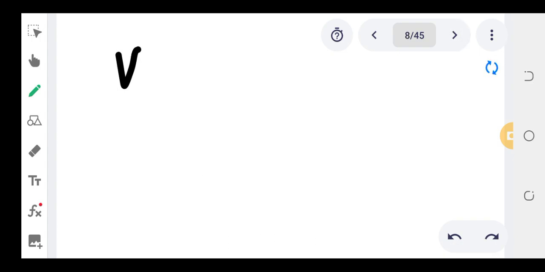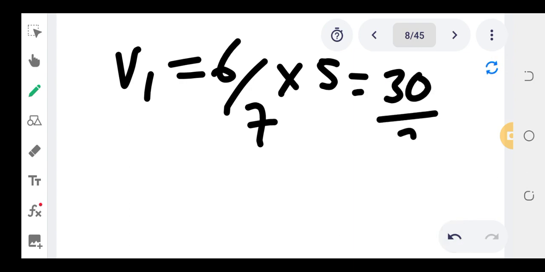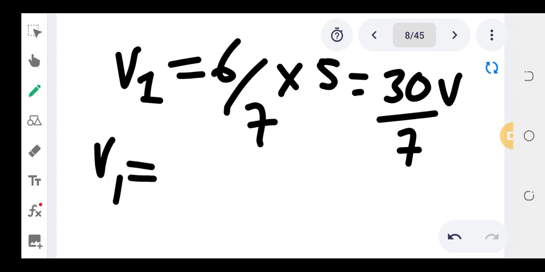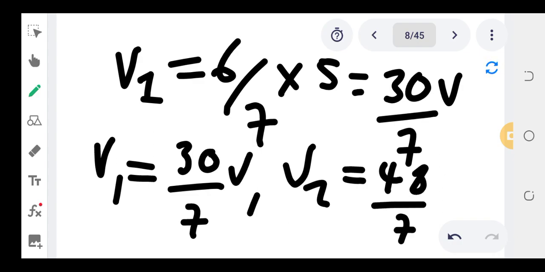So V1 is equal to 6 over 7 times the resistor that is there, which is 5. So we get 30 over 7 volts as our V1. So these are the values that we have gotten. We have gotten V1 to be 30 over 7 volts and V2 to be 48 over 7 volts. So we move.